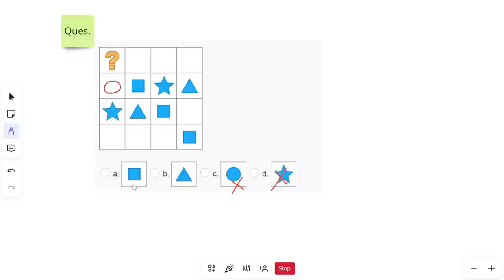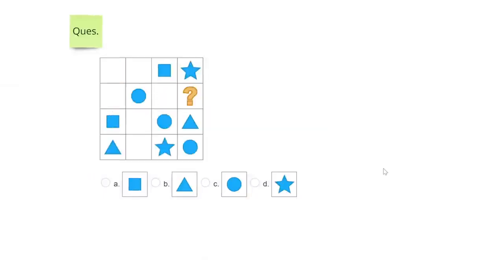We have now two options left, triangle and square. See, if we put square here, can we put that? No, because in this row already one square is there, so square cannot come here. So the only place for square is here in this column. So square will come here and then triangle will come here. So the correct answer for this question is going to be square, that is the question mark will be replaced with square.